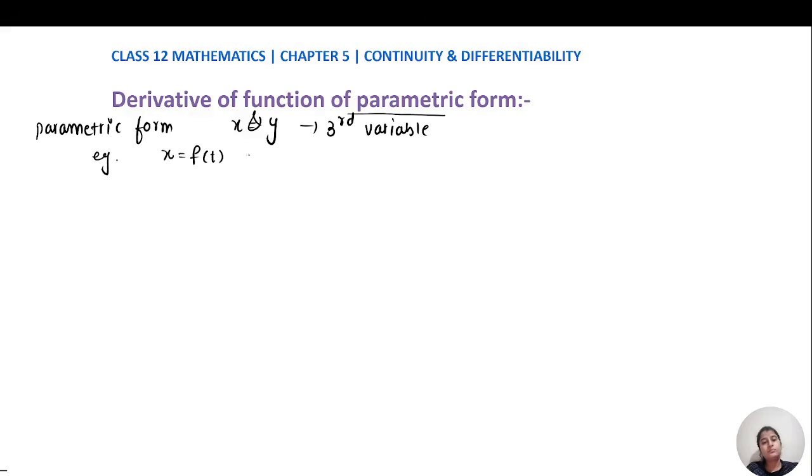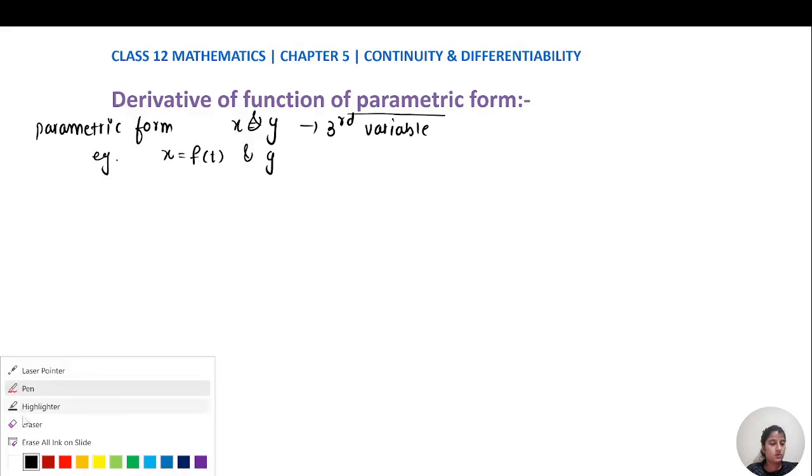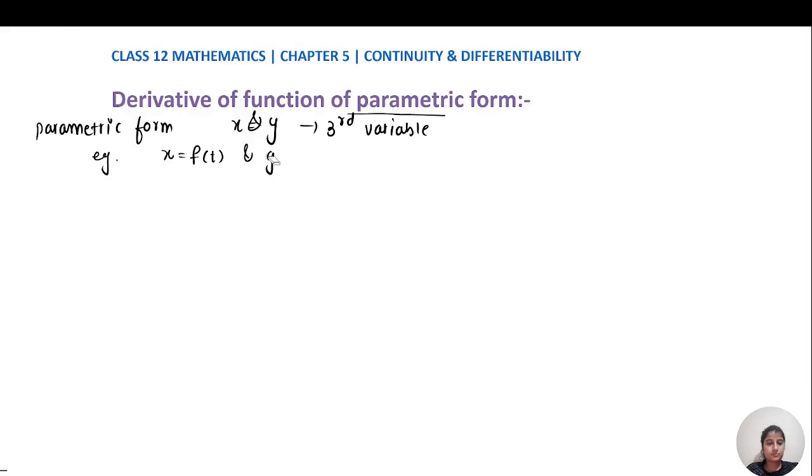and my y is some g of t. As you can see, my x and y are completely in terms of a third variable, so it is said to be a parametric form of x and y. Now if we have to find the derivative, that is dy by dx, how can we find it? For that we have the derivative of a function of parametric form. To find our dy by dx, we will use the chain rule.